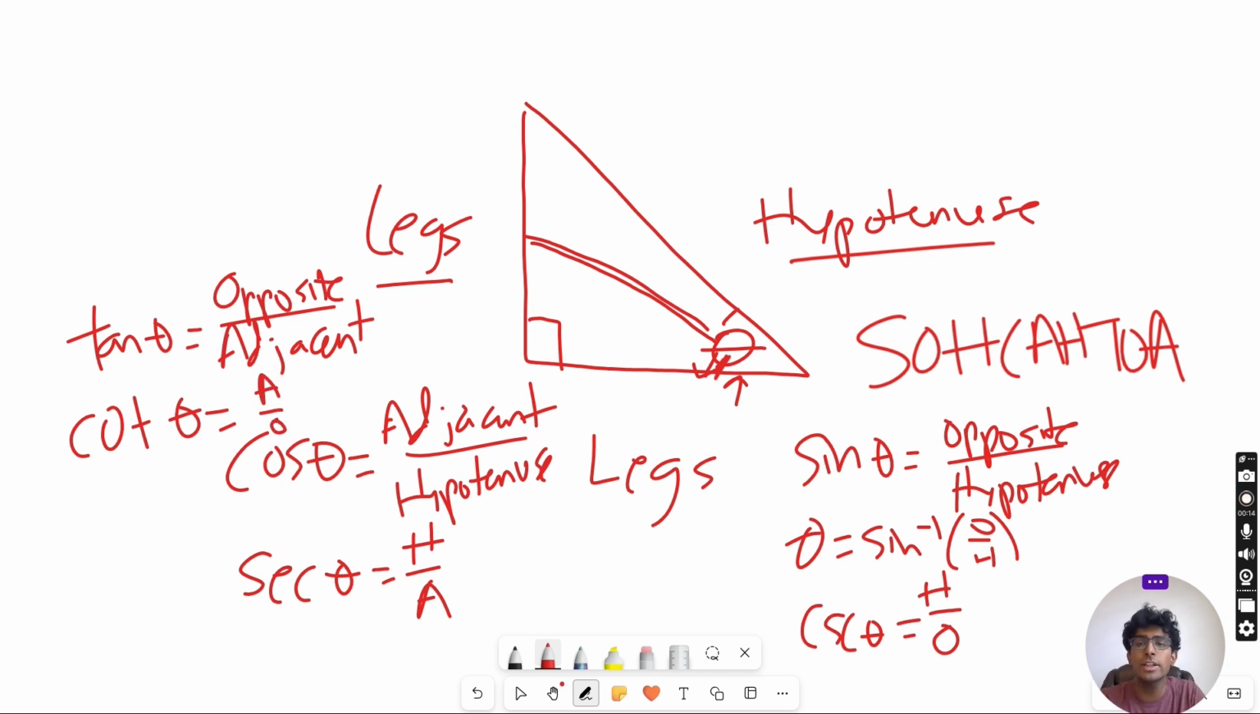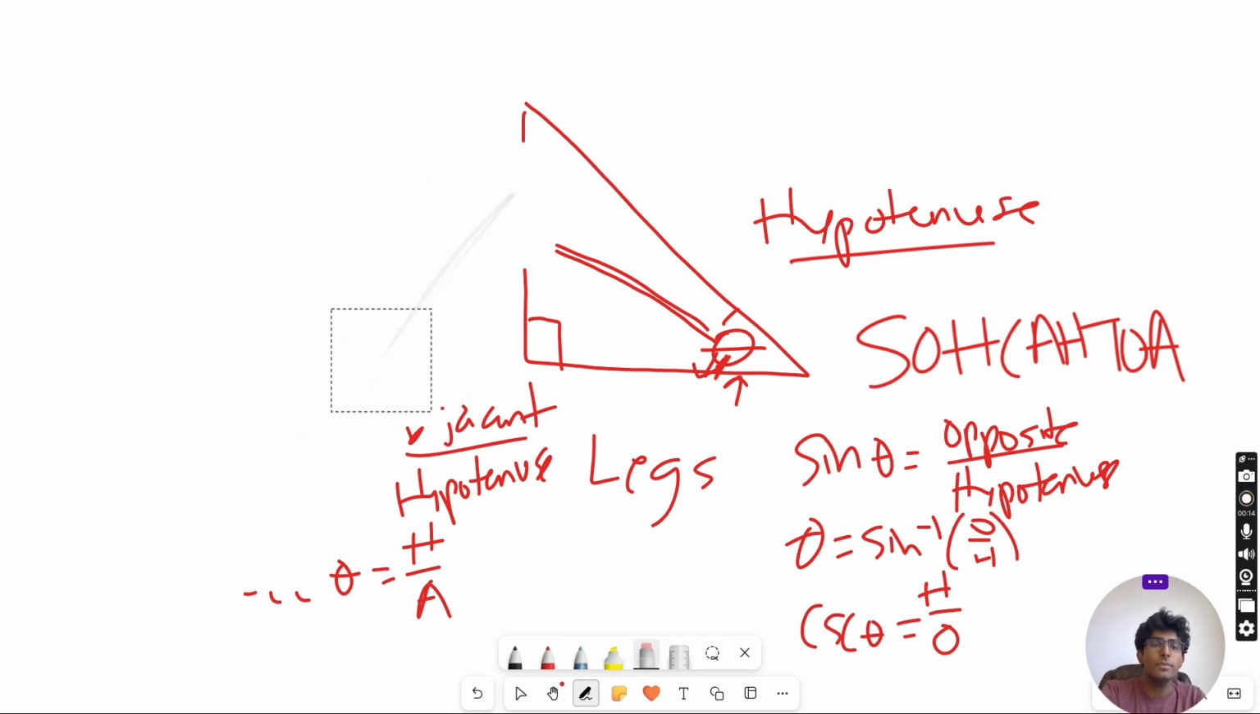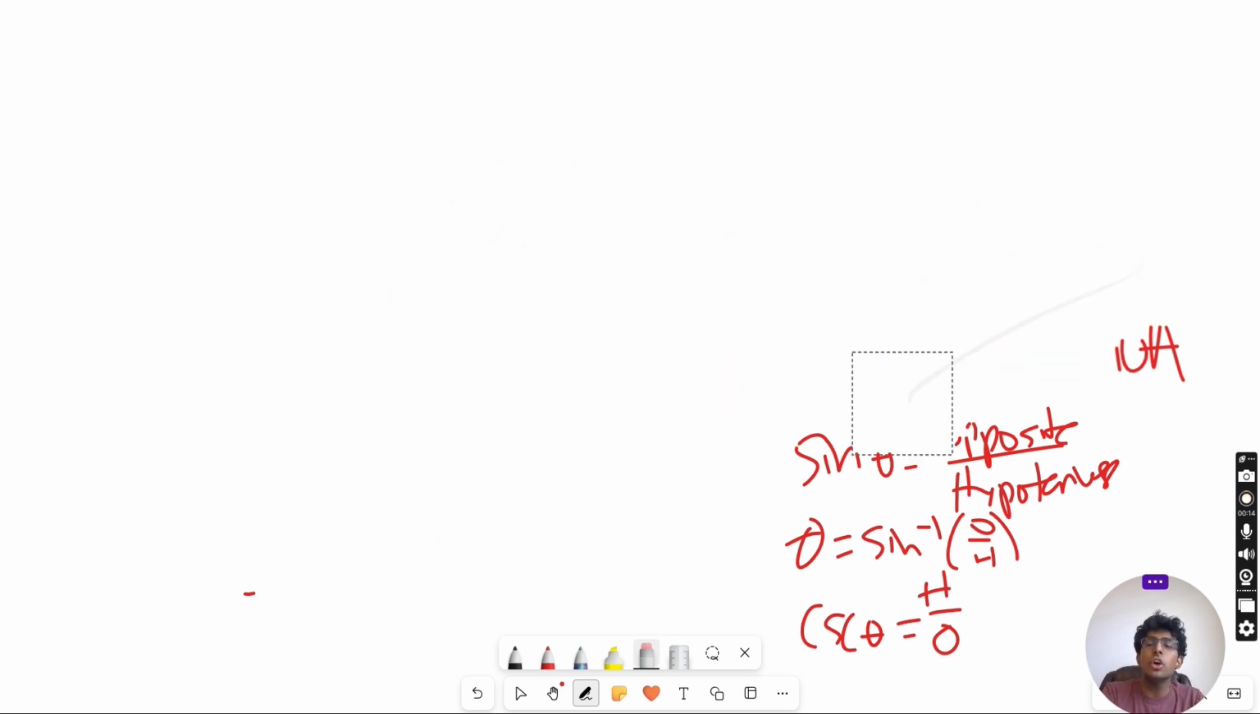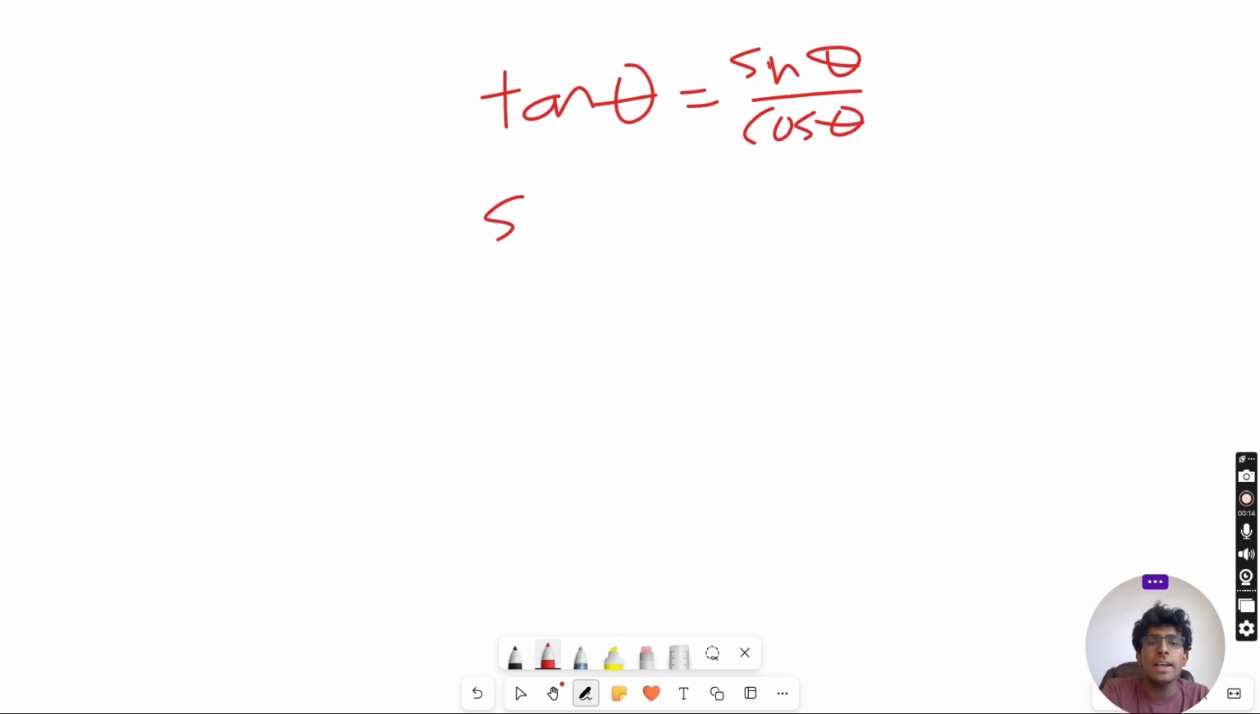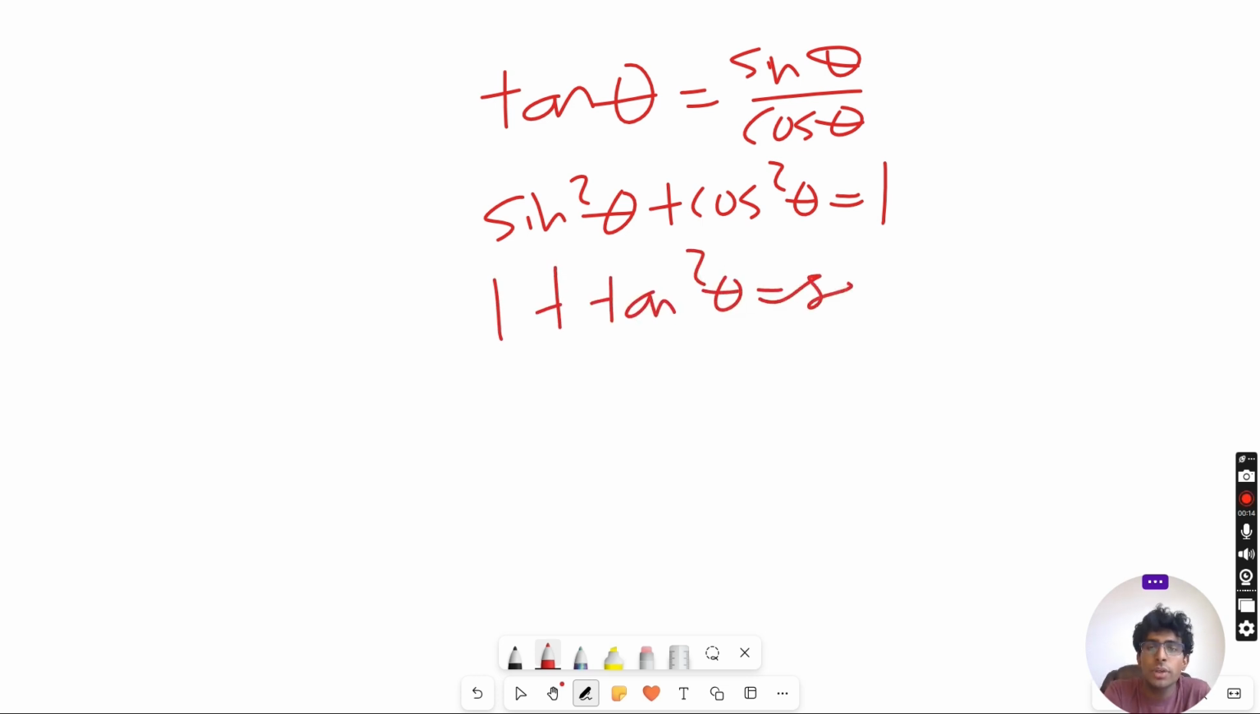So that's the basic idea behind trig. There's a few identities that you guys should know. Specifically, I'm just going to list them here. You don't really need to know how to derive these identities. These are just if you need to use them. So tangent theta is sine theta over cosine theta. Sine squared theta plus cosine squared theta gives you 1. And then the other two are a little bit tricky. I want to make sure I get them correctly. 1 plus tangent squared theta equals secant squared theta. And then 1 plus cotangent squared theta is cosecant squared theta.